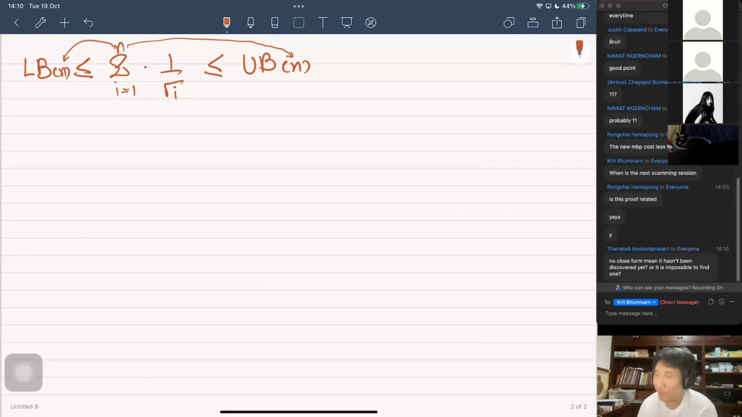Okay. But here's what we want to do. A lot of times, this is much easier than the other way. Finding the closed form is typically hard. Okay. But if we want only the upper bound, lower bound, it's much easier.